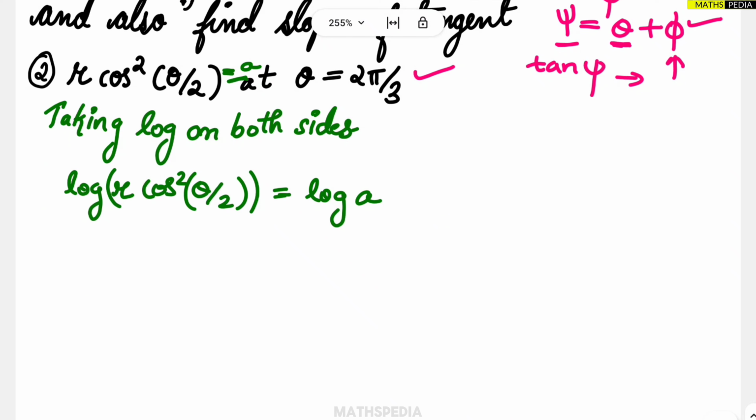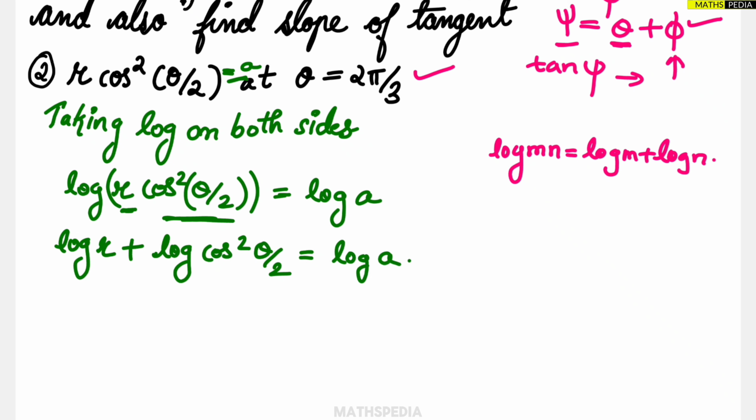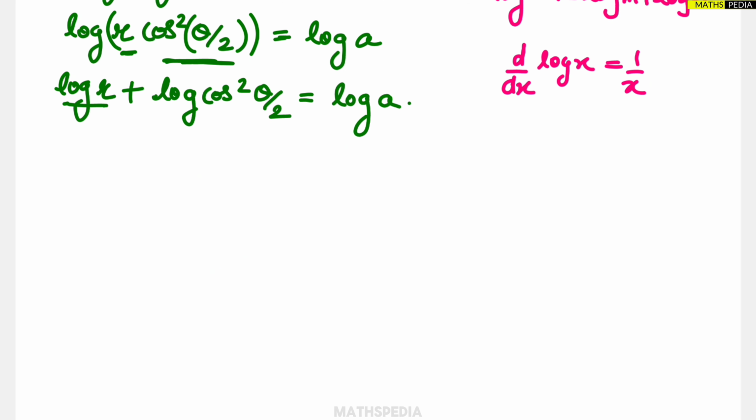Now here, after taking the log, as we know that these are two functions, right? r is one function, cos square theta by 2 is another function. We have studied one basic formula for log: log of m into n is nothing but log m plus log n. The same formula can be applied here. It will become log r plus log cos square theta by 2 equal to log a, right? Now cos square theta by 2 can be written as cos theta by 2 the whole square.